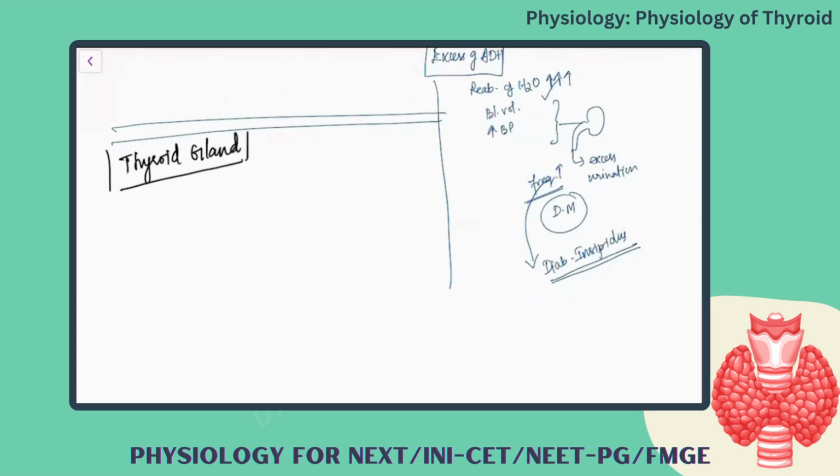Thyroid gland. Where is the thyroid gland located? Here. What is this part here? Neck. Is it the way you will anatomically locate the thyroid gland in your FMGE? Here. Neck. Yes? Where is the thyroid gland located?